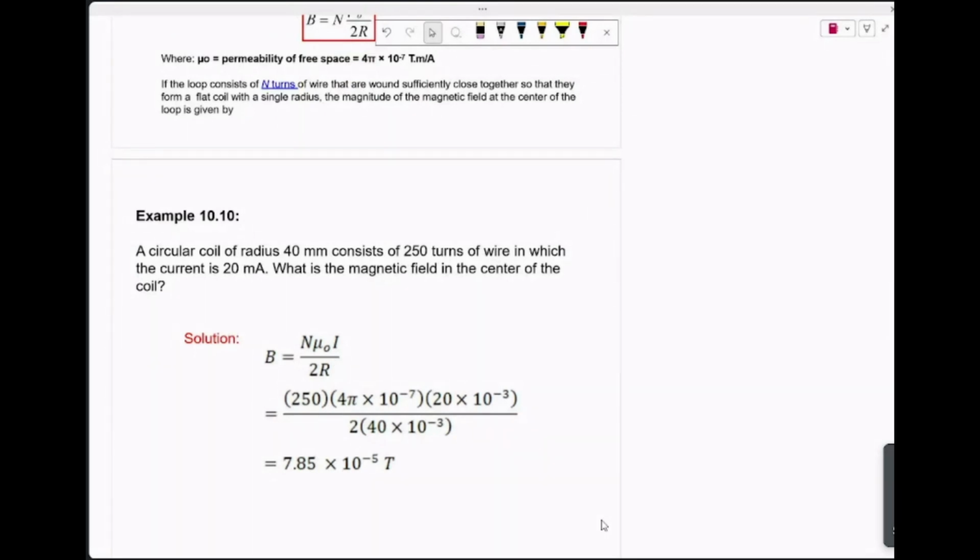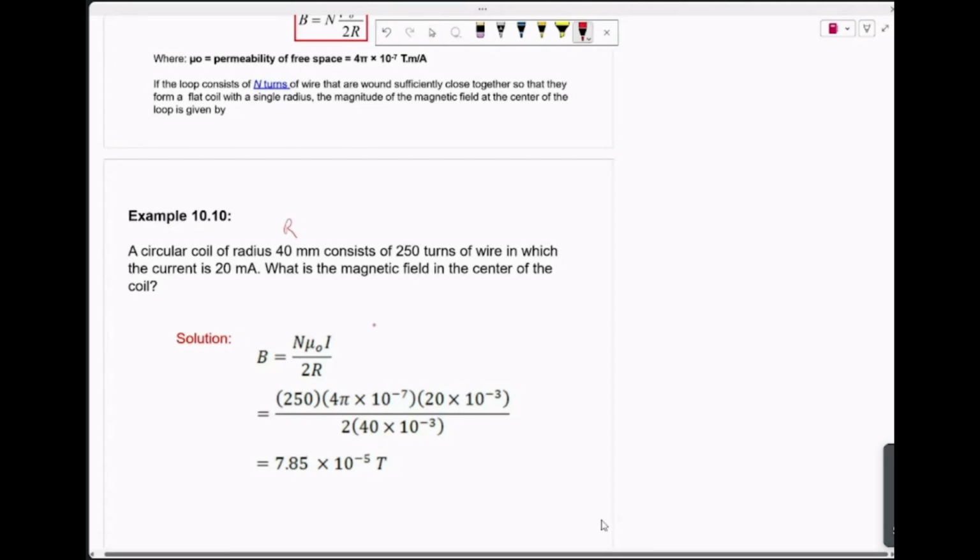So in this case, a circular coil of radius 40 millimeter consists of 250 turns of wire in which the current is 20 milliamp. A circular coil of radius 40 millimeter, so this is the radius, R. Consists of 250 turns, so this is N. In which the current is 20 milliamp, so this is I.